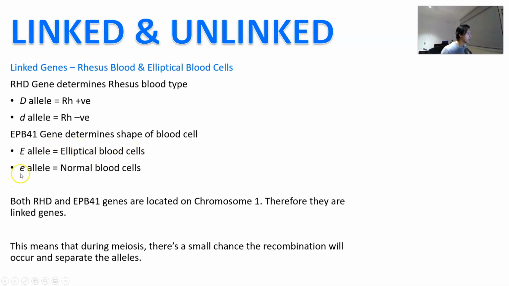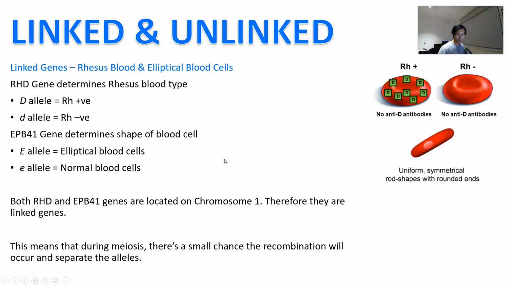And then if you have a lowercase e, you will have normal blood cells. Now, both RHD and EPB41 genes are located on chromosome 1, and therefore they are linked genes. This means that during meiosis, you get a small chance of recombination occurring and separating the alleles, right?